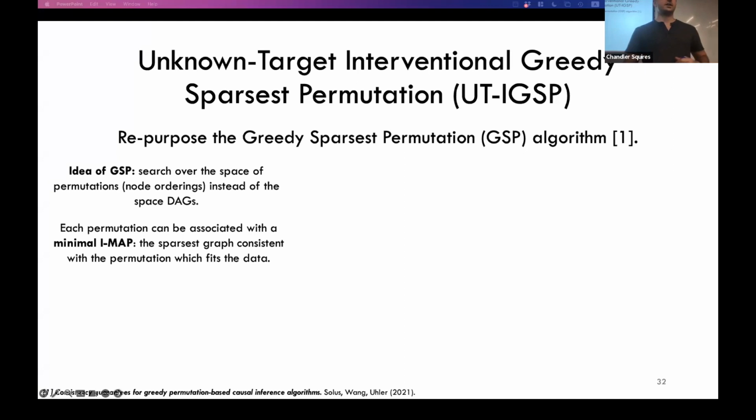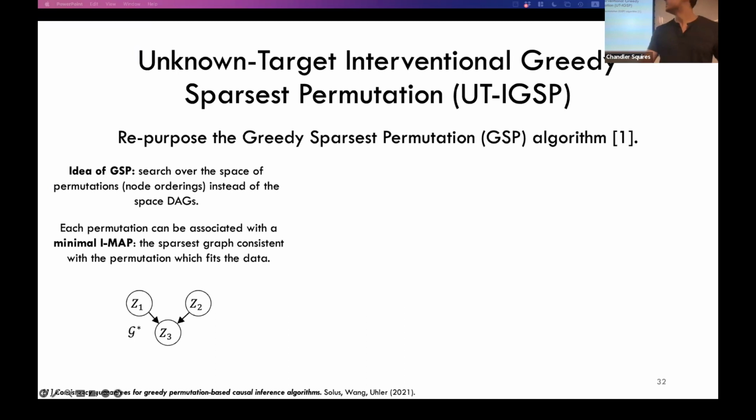So if you had a predefined permutation, it's very easy to get a minimal IMAP by going step by step through that permutation and regressing each variable on all the variables that come before it in the permutation, doing some sort of sparse regression or conditional independence testing to say, okay, I do need these variables as parents, but I don't need these. This method is based around an insight, which comes from works even in the early 2000s, that if we knew the permutation, then the causal structure learning problem would be pretty easy, at least computationally, if not also statistically.